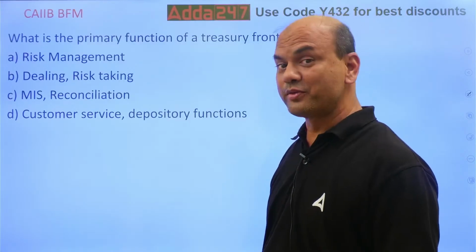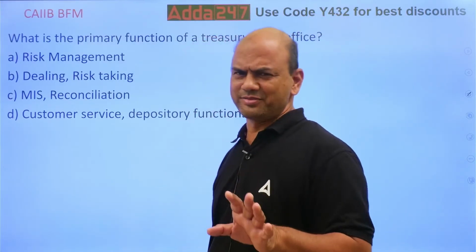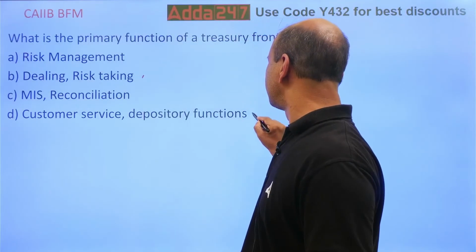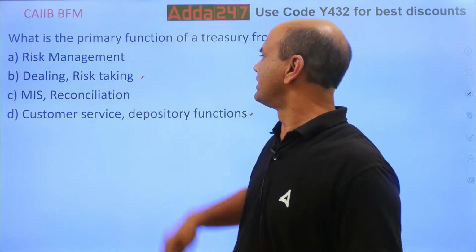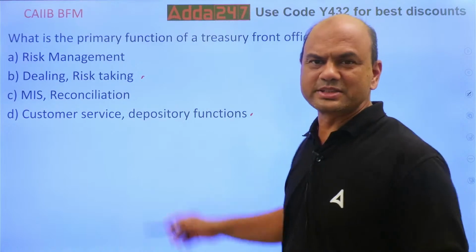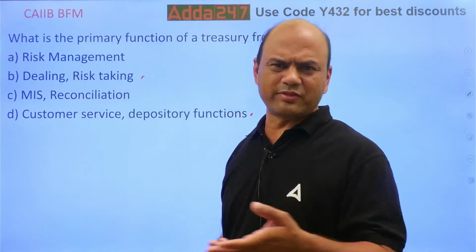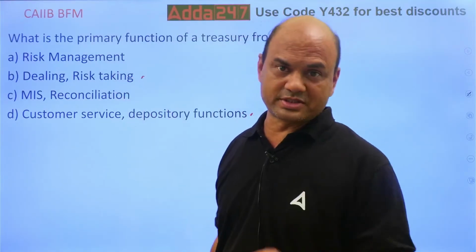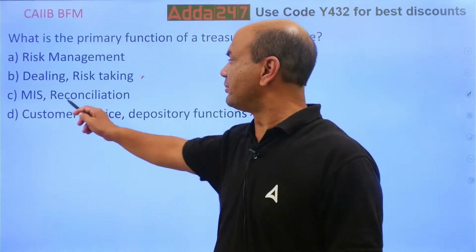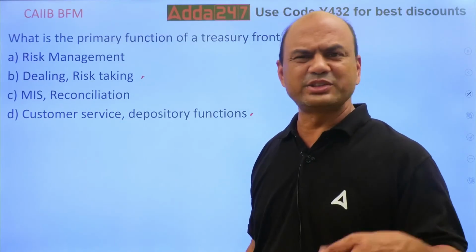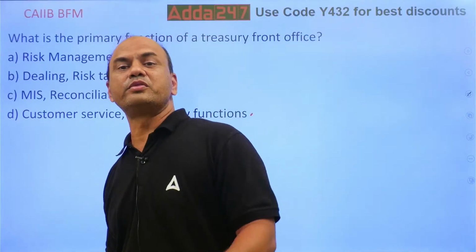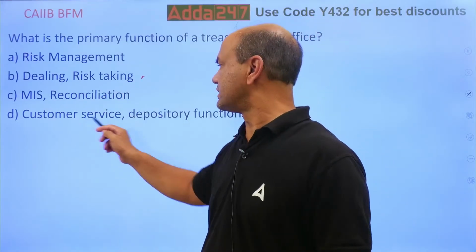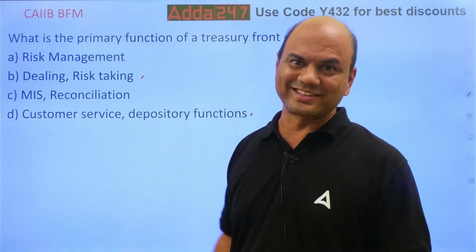See, many of you will get confused between this B and this D, right? Dealing, risk taking. Risk management you already know is not the job of the front office. I have already told you front, mid and back office. Risk management is a part of your mid office, the compliance part, all this. MIS recon is a part of your back office. So these two are clear to you, isn't it? Why talk of the obvious? Dealing, risk taking and customer service and depository. Out of these two, what is the answer?